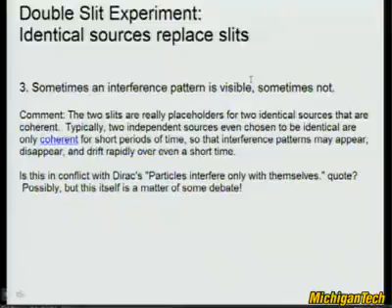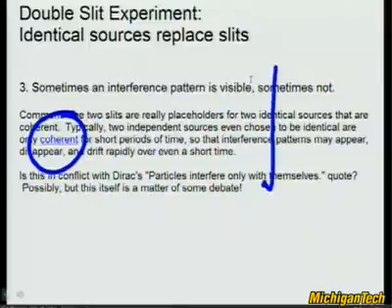The answer is that sometimes there's an interference pattern and sometimes there's not. And this is a strange one. That's because even if you have two sources that you bought from the same company, they might not remain coherent for very long periods of time. For the brief amounts of time that they do, you might see interference patterns shift on the screen.